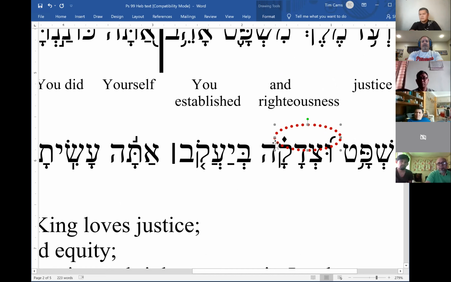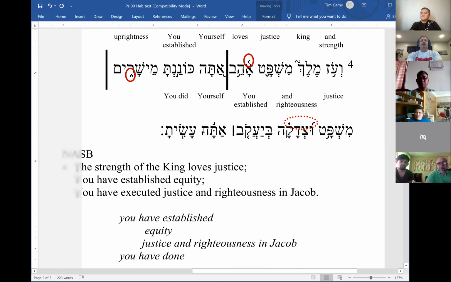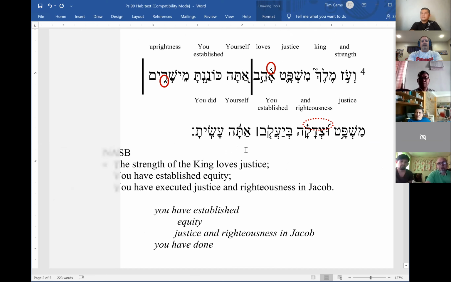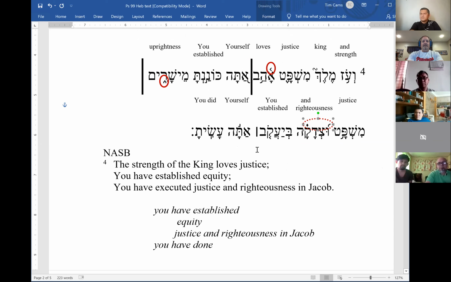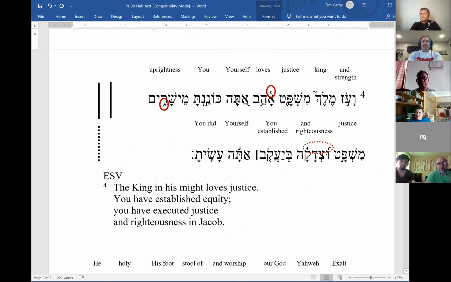So we put emphasis on the last syllable, Zedekah, because the accent is there. But this accent sometimes is a divider, but not usually. And what the ESV did was, if we go down to the ESV, they broke it here, like the New American Standard, like the New American Standard.